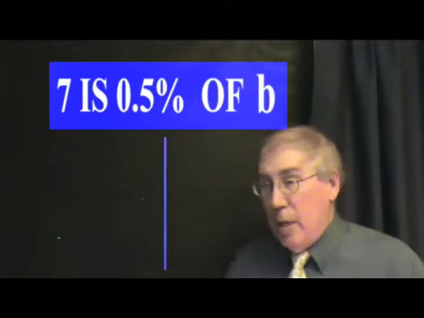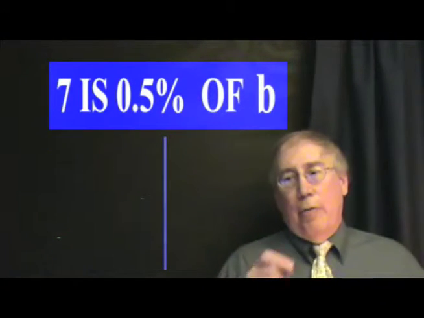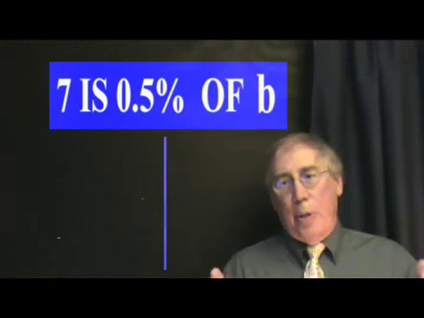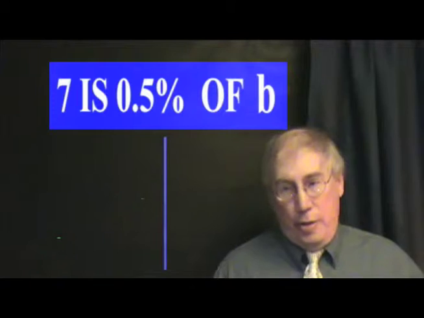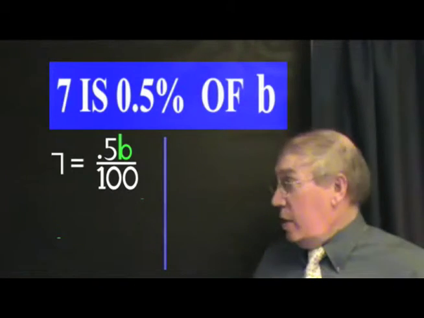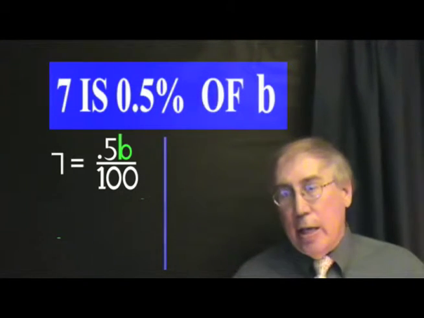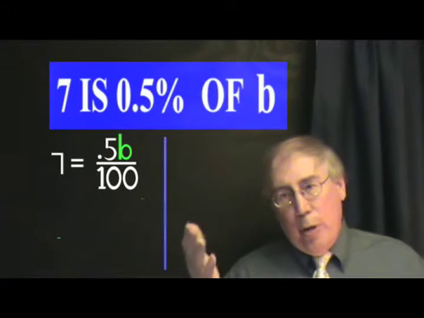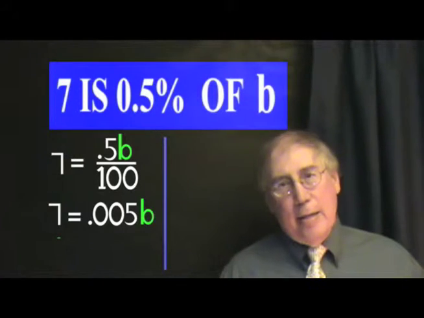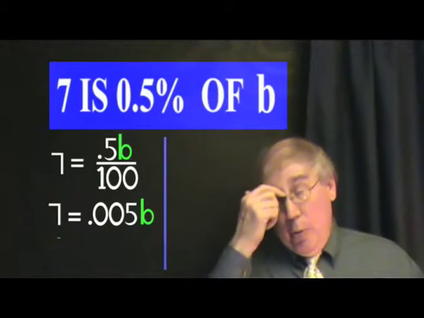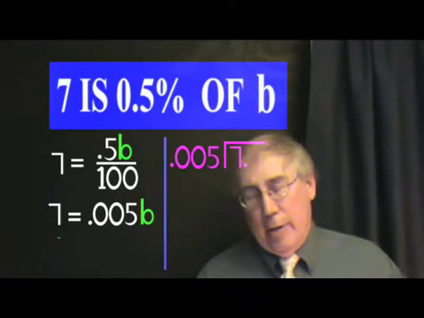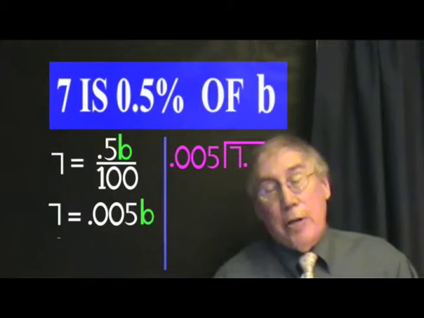Next problem. Now, that 0.5%, let's express it as so much out of 100. 0.5 out of 100. So we can say 7, and then is equal, and we can put 0.5 over 100 times b. Now, if we divide 100 into 0.5, we get 0.005.